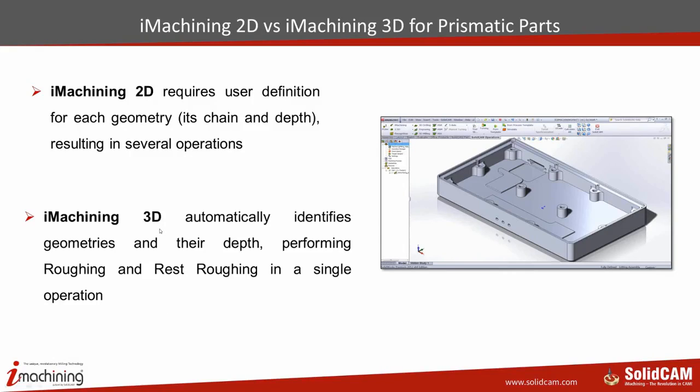While with iMachining 3D, basically the only geometry you have to define is just to pick the solid model. And then iMachining 3D automatically identifies all the geometries and their depths, decides in what order to do them, and performs roughing and rest roughing in a single operation.